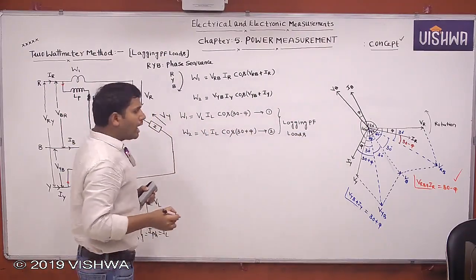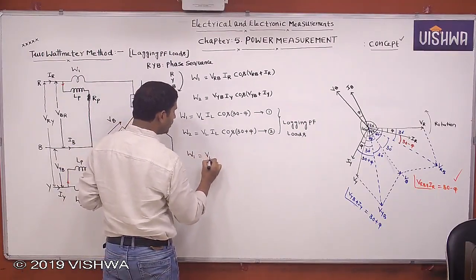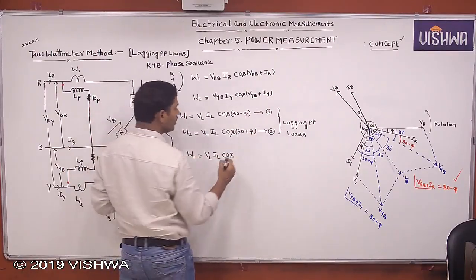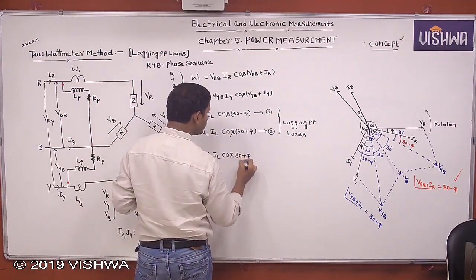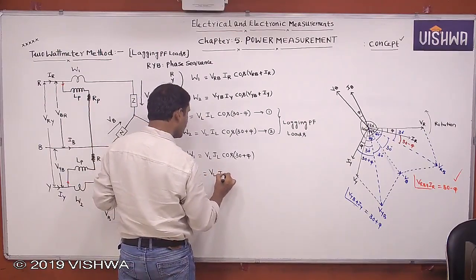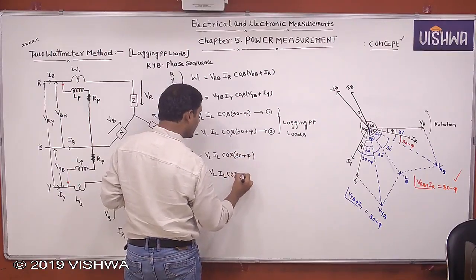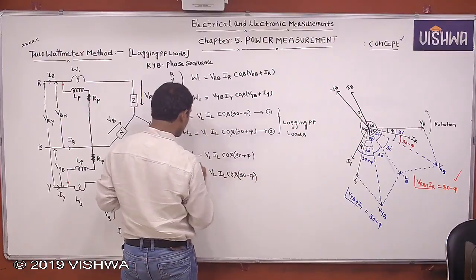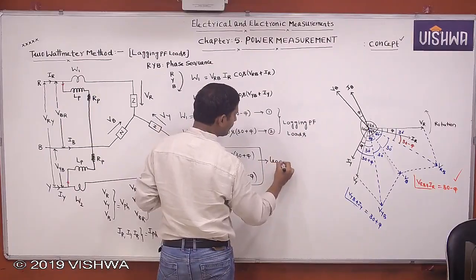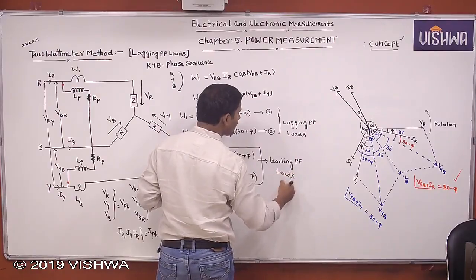If it is asked for leading power factor loads, then what is W1 equal to? VL, IL, you try that vector diagram by taking the leading currents. Cos 30 plus pi, then W2 equal to VL, IL, cos 30 minus pi. This is for leading power factor loads. But mainly I am concentrating only on lagging. The formulas for leading are exactly opposite.